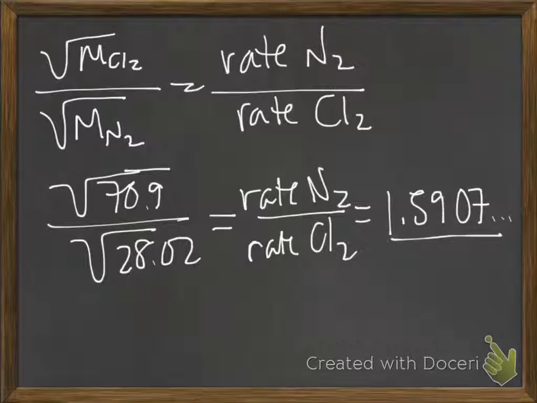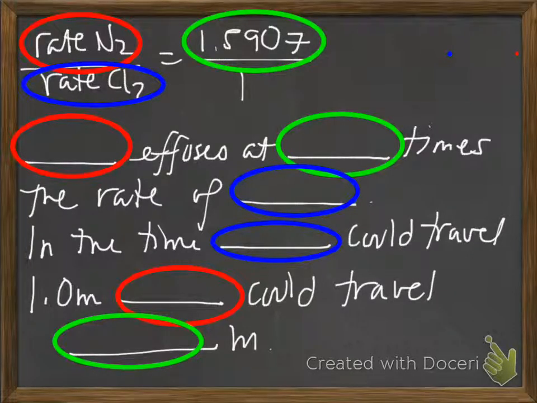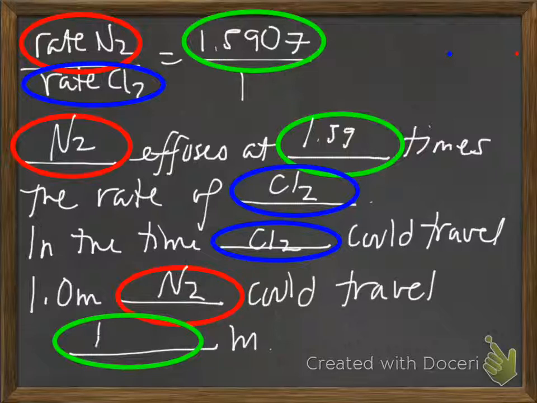Because if we remember that there's an invisible 1 under here, now we're saying nitrogen effuses at 1.5907, etc., the rate of chlorine. We're back to our sentence, and we're starting off with whatever's in that top blank. Nitrogen effuses at, we'll say 1.59 times the rate of chlorine. Would you expect that nitrogen would effuse faster than chlorine? Yeah, because it is lighter. It's got a lower mass number. In the time that chlorine could travel 1 meter, nitrogen could travel 1.59 meters.